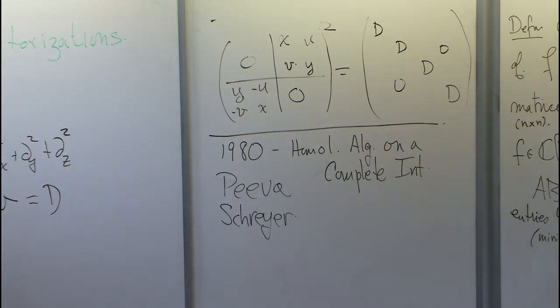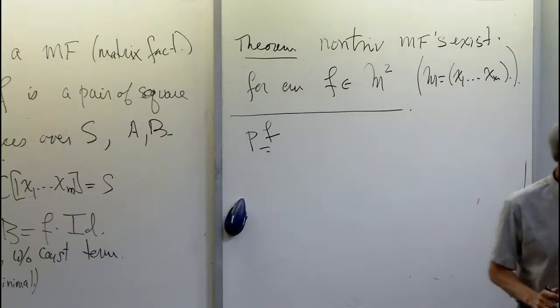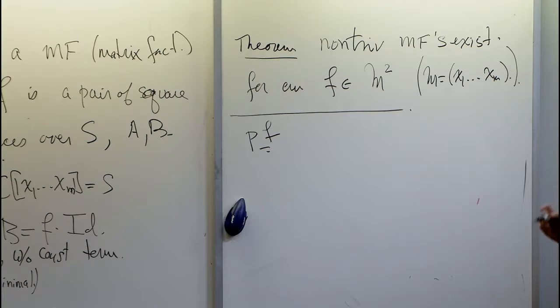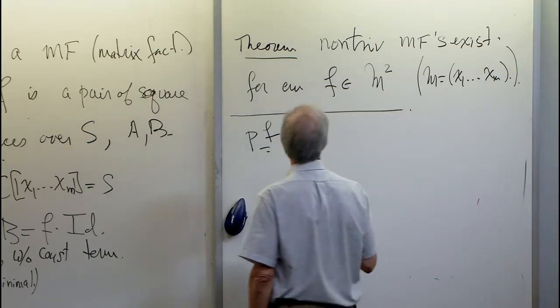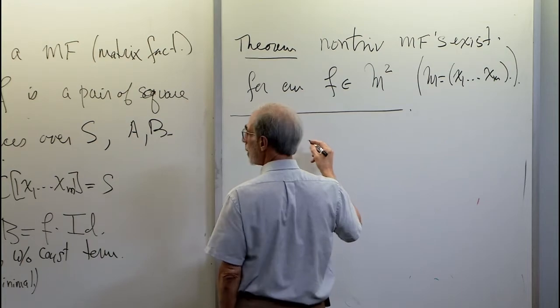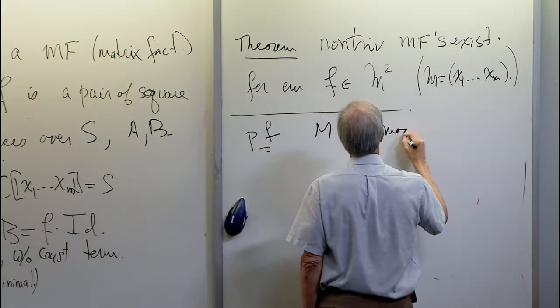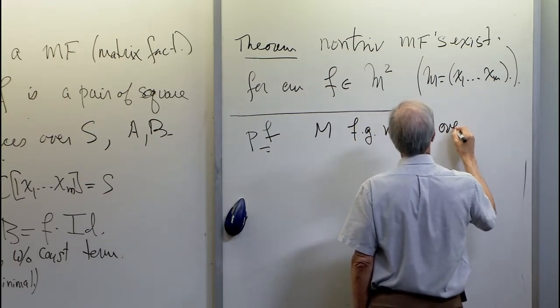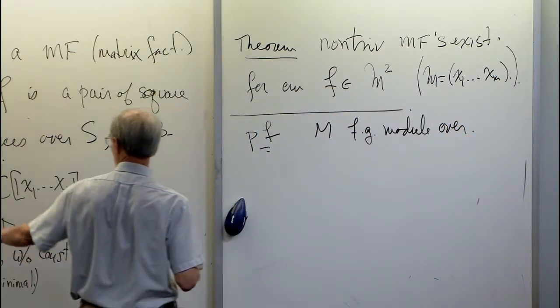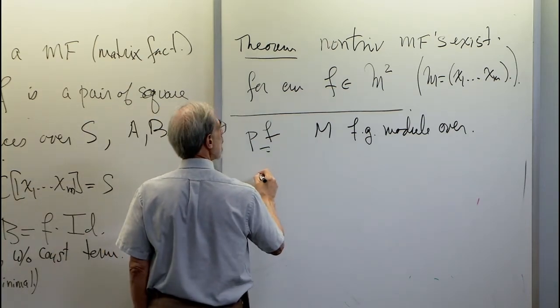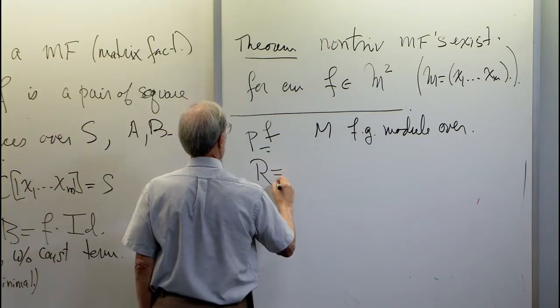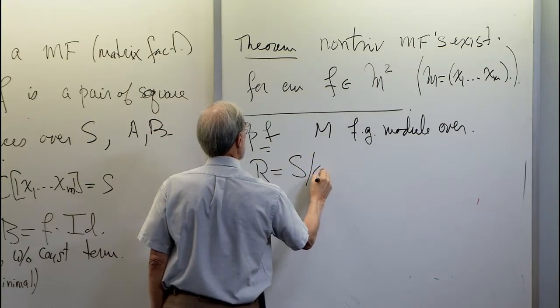So how would one understand this? Let me prove this for you. And the proof will give you an idea also that there might be lots of these things, in fact, of different sizes. So let's take a module over this power series ring, finitely generated module, a module annihilated, however, by F. So let me think of it as over R, I'll call it R, which is S modulo the ideal generated by F.